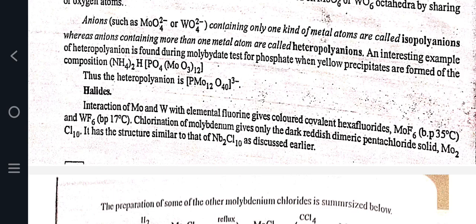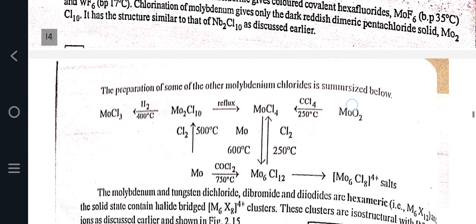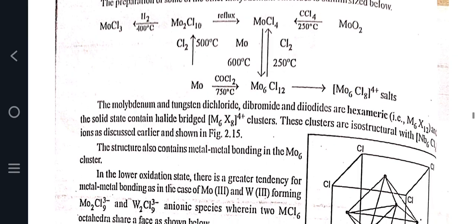Chlorinating molybdenum gives only the dark reddish dimer pentachloride solid, Mo2Cl10. It has a structure similar to that of Nb2Cl10 as discussed earlier. The molybdenum and tungsten dichloride, dibromide and diiodide are hexameric, in the solid state a halide bridged cluster.